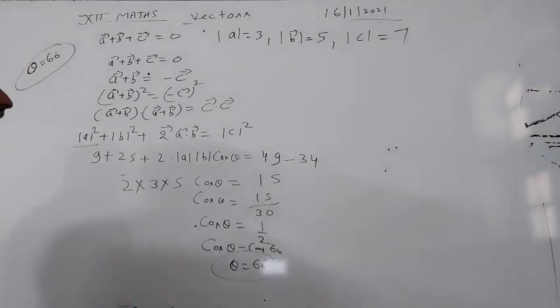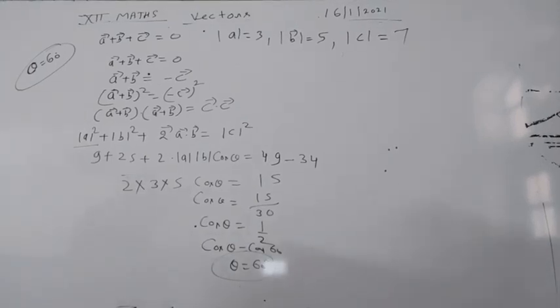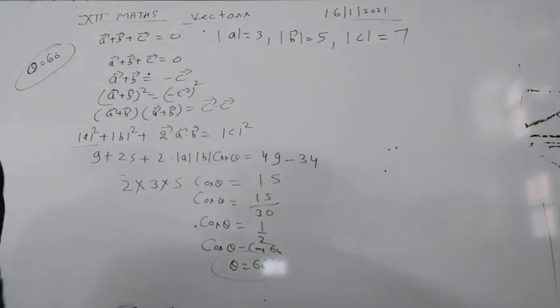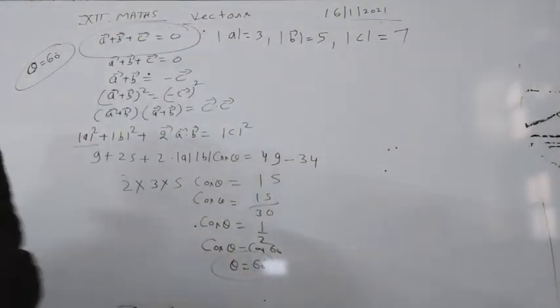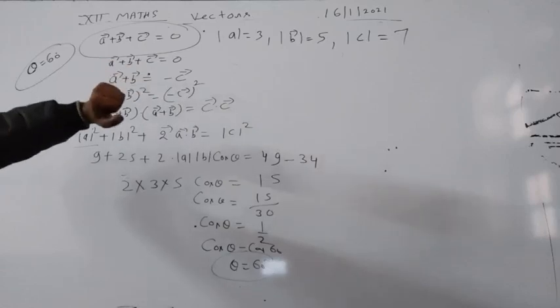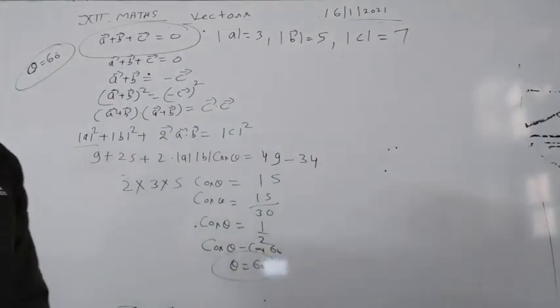Now let's see once again. Our question is that if A plus B plus C is equal to 0 and magnitude of A is 3, magnitude of B is 5, magnitude of C is 7, then prove that the angle between A and B is 60 degrees. So we are given A plus B plus C is 0. We send this C to the right hand side. We get A plus B is equal to minus C.